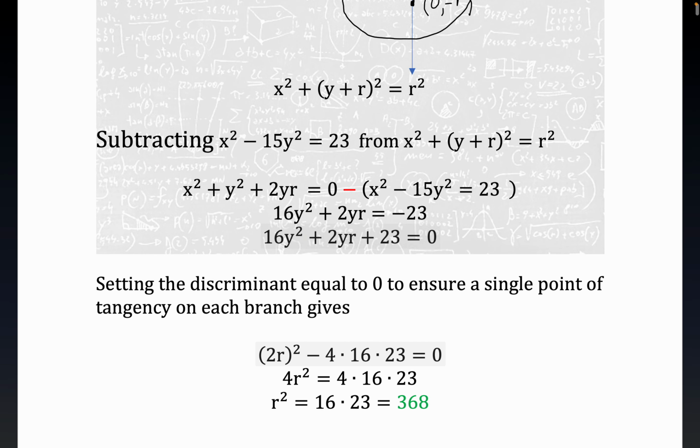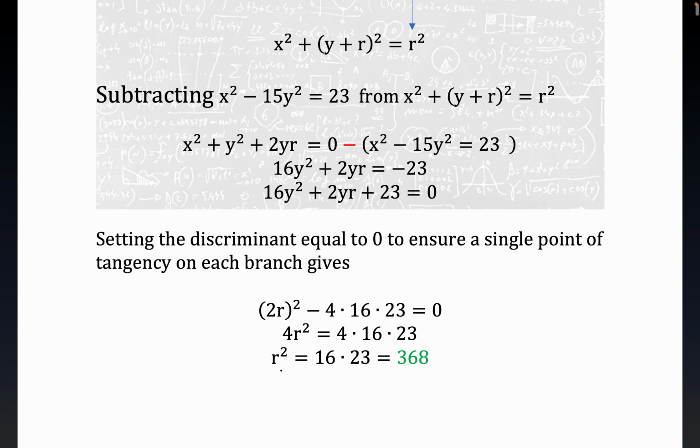And that's what this is. 2r is the coefficient of y. So we do 2r quantity squared. Okay, then this is just the familiar quadratic b squared minus 4ac equals 0. And when you do that and solve, you get r squared equals 368.